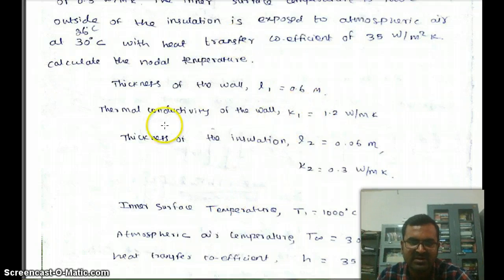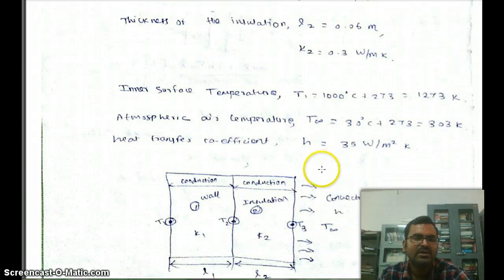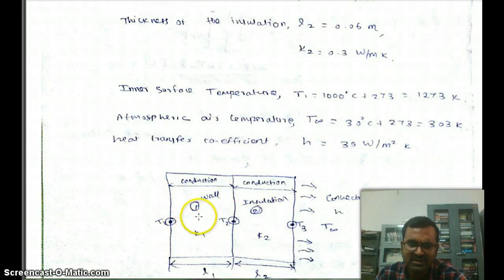thickness of the wall, thermal conductivity, thickness of the insulation, and the temperatures. So now we have two elements, one is the wall and another one is insulation. Element 1 means node 1 and 2, and element 2 means node 2 and 3. So we have three nodal temperatures, T1, T2, T3, thermal conductivities K1, K2, and lengths of element 1 and 2, L1 and L2.